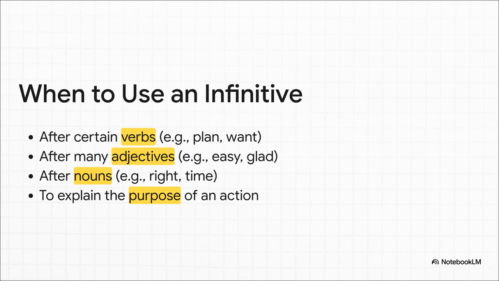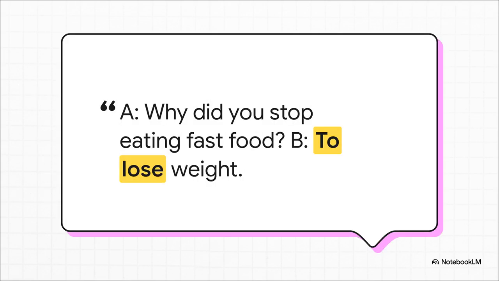Now, infinitives tend to follow a totally different group of verbs, like plan or decide. We'd say, "We plan to go." They also pop up after adjectives, like "it's easy to understand," and after nouns, like "I have a decision to make." But my absolute favorite use is this last one, using an infinitive to explain the purpose of an action. It's the perfect way to answer the question, why? And here it is in action. Look how efficient this is. Someone asks, "Why did you stop eating fast food?" The answer: "To lose weight." That infinitive, to lose, directly states the goal, the reason, the purpose of the action. It's a fantastic little shortcut for explaining your motivation.